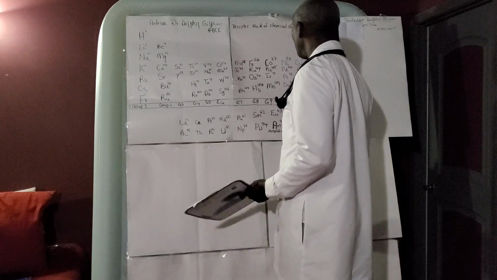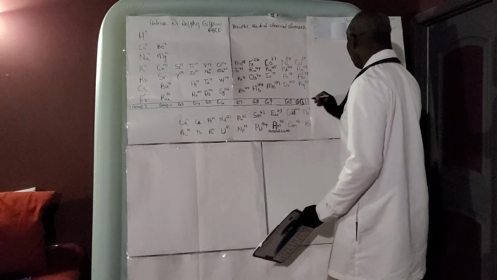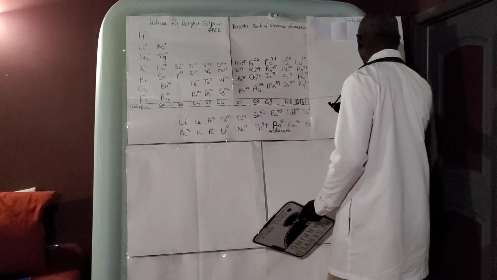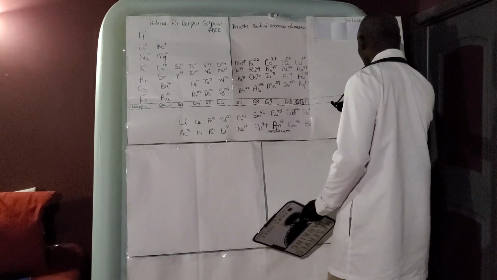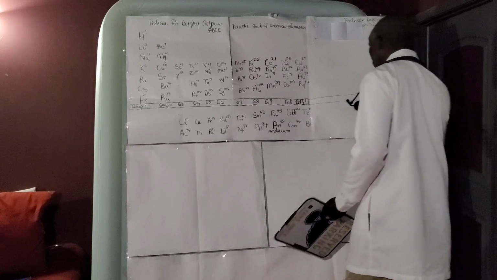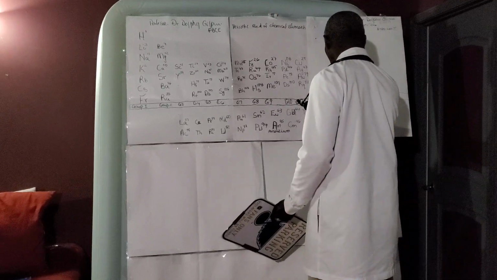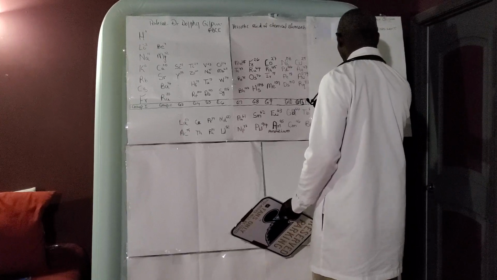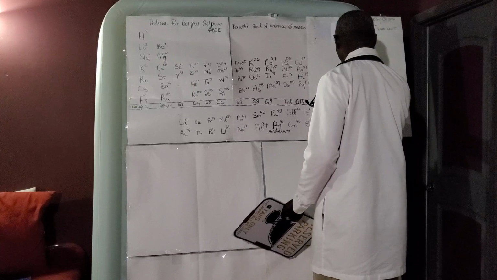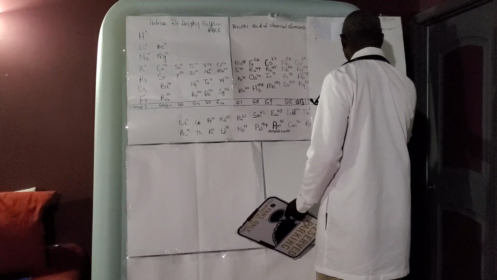Okay, we are continuing here with the periodic table of chemical elements. We've reached up to group 11, so we'll continue with group 12, group 13, and group 14.